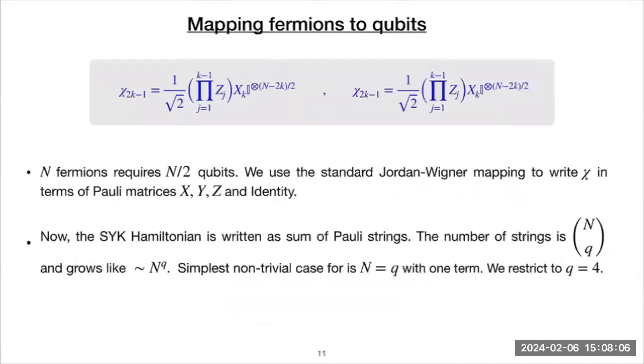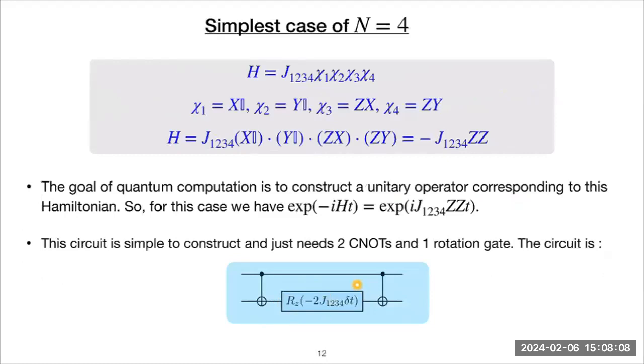And this is just the rotation along the Z direction on the Bloch sphere by some angle, which is given by the coupling. So it's very straightforward. For this Hamiltonian, the unitary e to the minus iHt implementing it is just this. Two CNOTs and one rotation gate is very, very simple to do. It's so simple that we did not do this in the paper. We just showed this as an example.